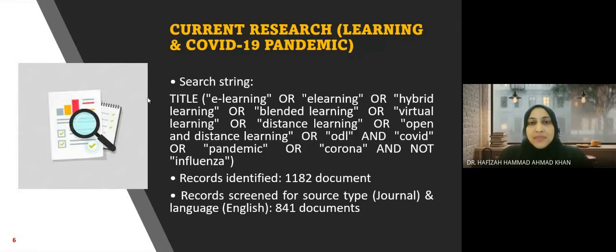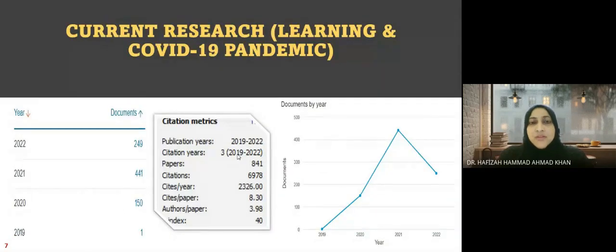So based on this search, I managed to identify 1,182 documents related to online learning and the COVID-19 pandemic. And after I screened for types of journal as well as the language, there were 841 documents that I used for the further analysis. Actually, I did this analysis just to share, because last week I also had another sharing session related to bibliometric analysis.